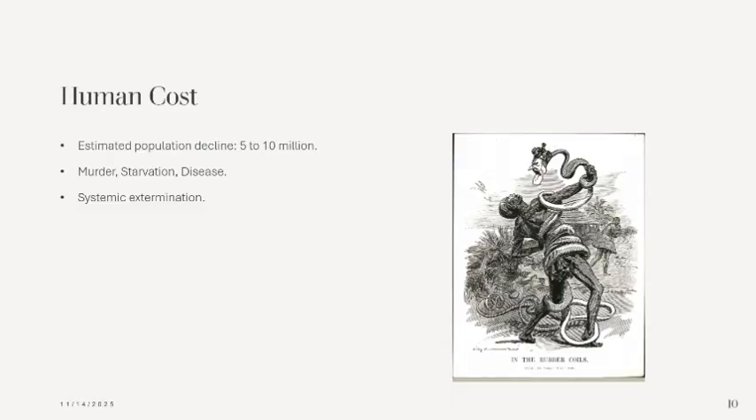Now, the human cost is one thing that is really overlooked in this time period of history and in modern history in general. So we cannot discuss the Congo Free State without confronting the staggering human cost. This period is widely recognized as one of the greatest humanitarian disasters in the history of the world. During the 23 years of Leopold's reign, historians estimate the Congo's population declined by between 5 to 10 million people. The causes of this systematic extermination were multifaceted.